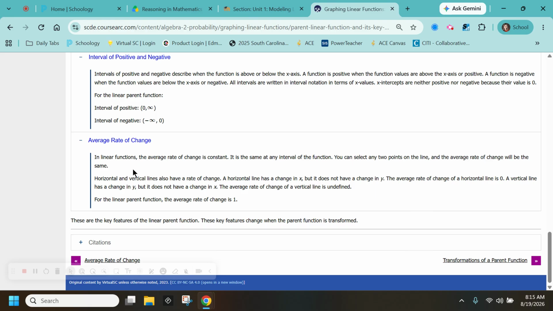You can select any 2 points on the line, and the average rate of change will be the same. For the linear parent function, our average rate of change is 1. Again, these are the key features of the linear parent function. These key features change when the parent function is transformed.